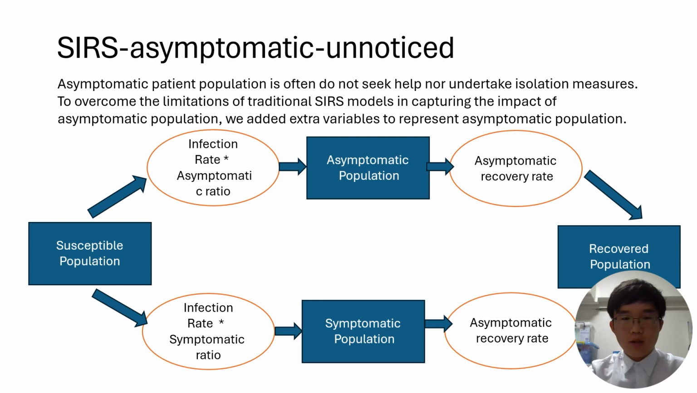Now I'll be talking about our SIRS asymptomatic unnoticed model. Asymptomatic people often do not seek help or undertake isolation measures. To overcome the limitations of the traditional SIRS model in capturing the impact of the asymptomatic population, we added extra variables to represent them in the infected population.